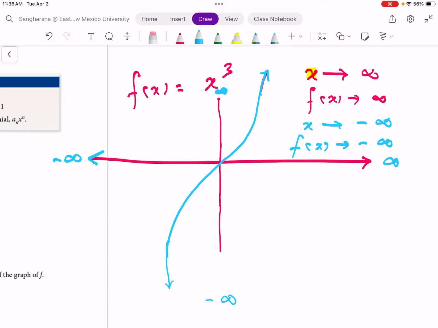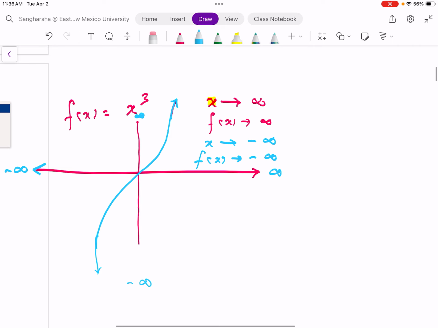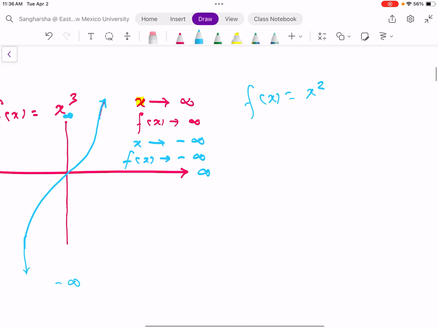In a similar way, let me take a different function. Let me take x squared, so our function f of x is x squared. This is also a polynomial function, and it has a specific name. What do we call this function? It's a quadratic function. If we have a degree 2, that is a quadratic function, and a quadratic function is also a polynomial function.